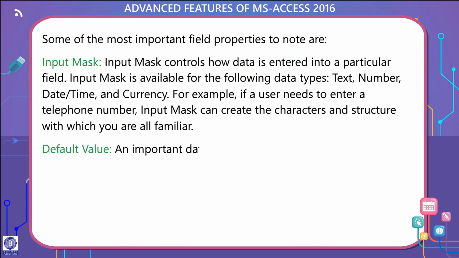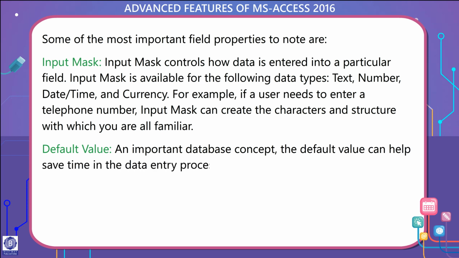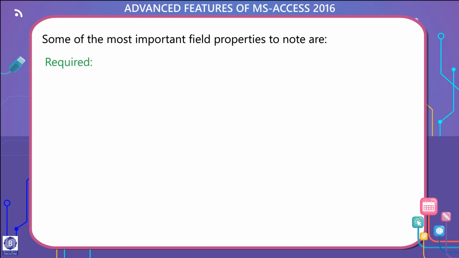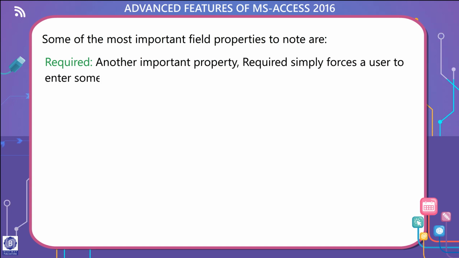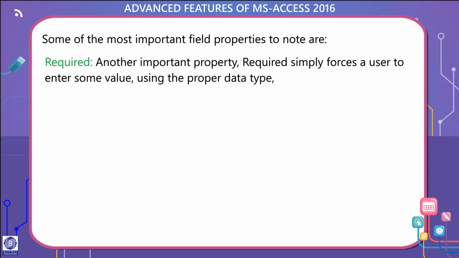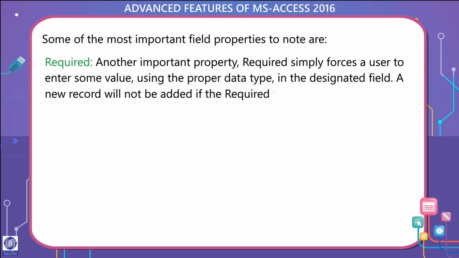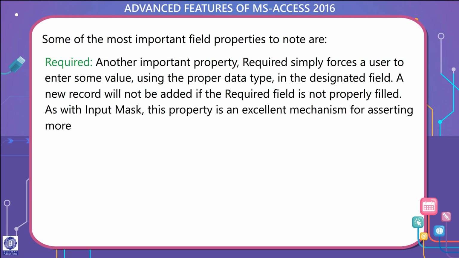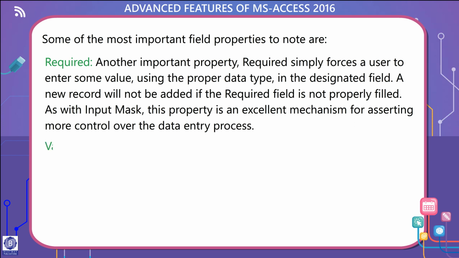Default value, an important database concept. The default value can help save time in the data entry process. The default value is automatically placed in that column every time a new record is added. Required. Another important property, required, simply forces a user to enter some value using the proper data type in the designated field. A new record will not be added if the required field is not properly filled. As with input mask, this property is an excellent mechanism for asserting more control over the data entry process.